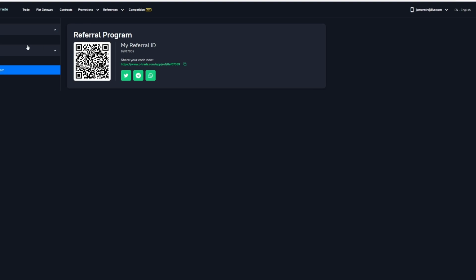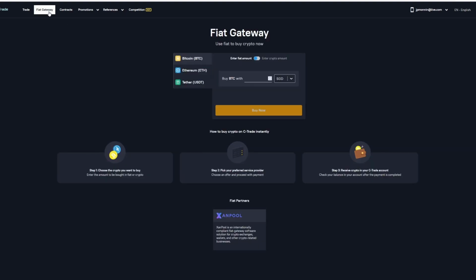But let's jump straight into a few other things regarding C-Trade. If we go to the credit card buying, like I said, Fiat Gateway, you can do so with your credit card. And I think that's one of the main things that a lot of people get out of C-Trade that you can't really do in a lot of other exchanges. You can't just use your credit card to buy. You have to maybe transfer in from a different exchange or a different wallet. And that's where C-Trade does very, very well.